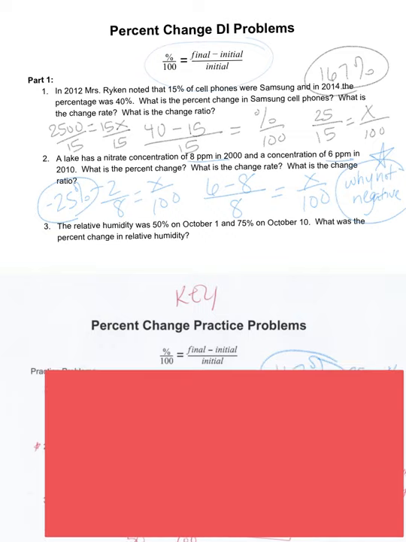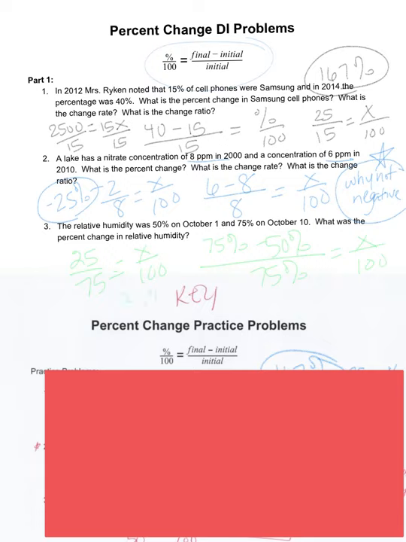So I'm going to try one more. I'm not going to quit. I'm going to keep trying. And so let's go ahead and try this one. The relative humidity was 50% on October 1 and 75% on October 10. What was the percent change in humidity? All right, so the final is 75% minus the initial over 75% equals x over 100. So when I cross multiply, I'm going to have 25 over 75 is x over 100. And so when I get that, I'm going to have 2,500 divided by 75, and I'm going to get 33%.